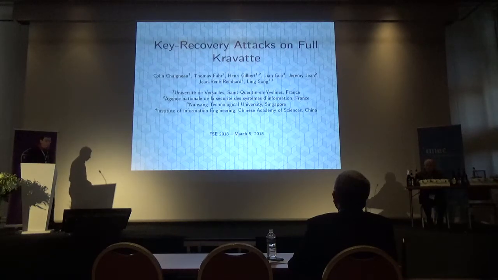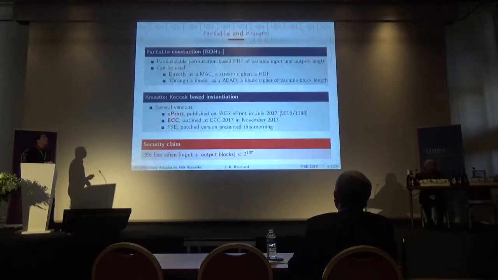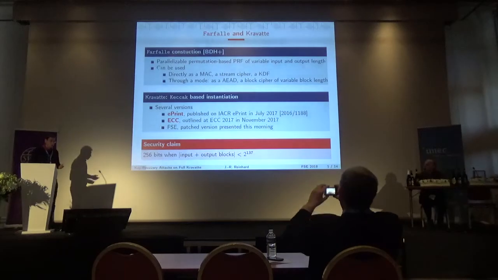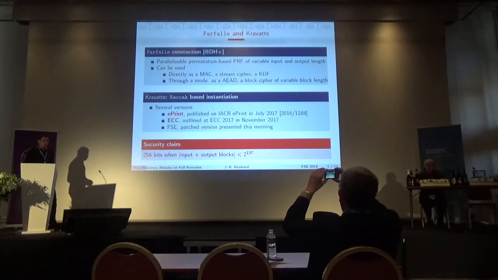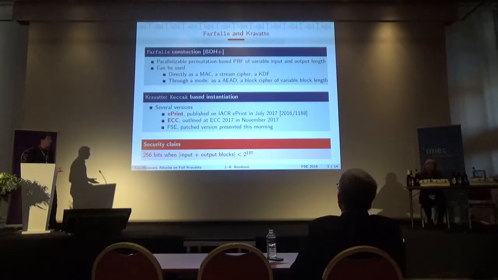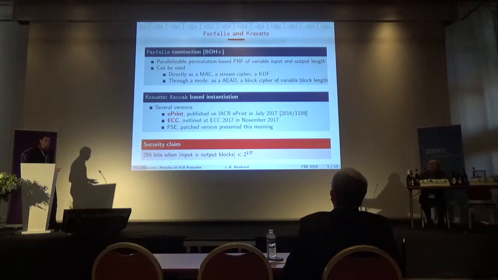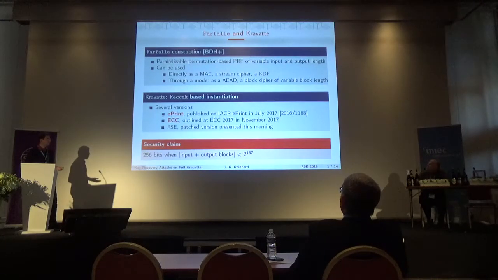So we are going to present here key recovery attacks on full Kravatte, and on reduced-round versions of Kravatte. We've already seen this morning the Farfalle construction. It enables variable input lengths and output lengths from a permutation. It can be used directly as a MAC, with a long input and short output, or as a stream cipher, with a short input, an IV, and a long output, a keystream. And in various modes also.